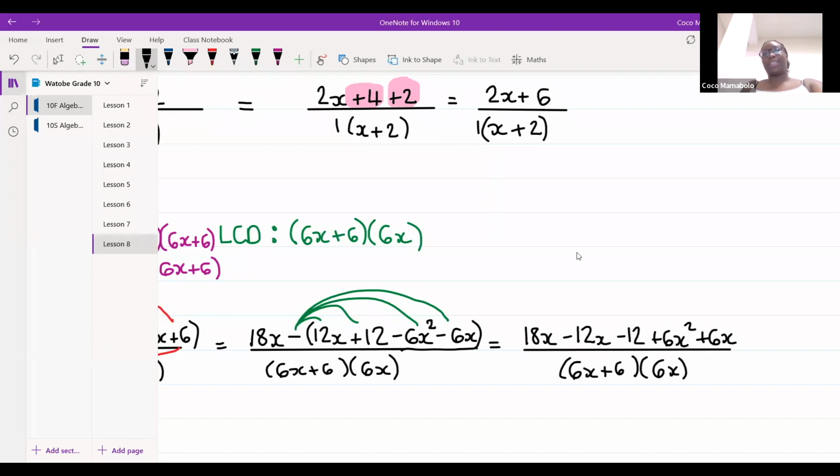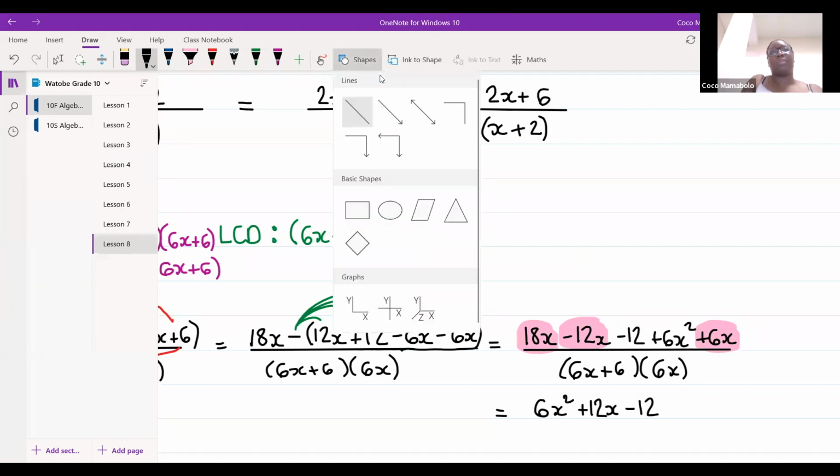All right. Let's see how this goes. Now I can add like terms. I know that my 6x squared is on its own. Nothing is going to add to 6x squared. But now I've got 18x minus 12x, and that's going to give me 6x, plus 6x is going to give me 12x. So I'm going to end up with 6x squared plus 12x minus 12, all over my denominator.